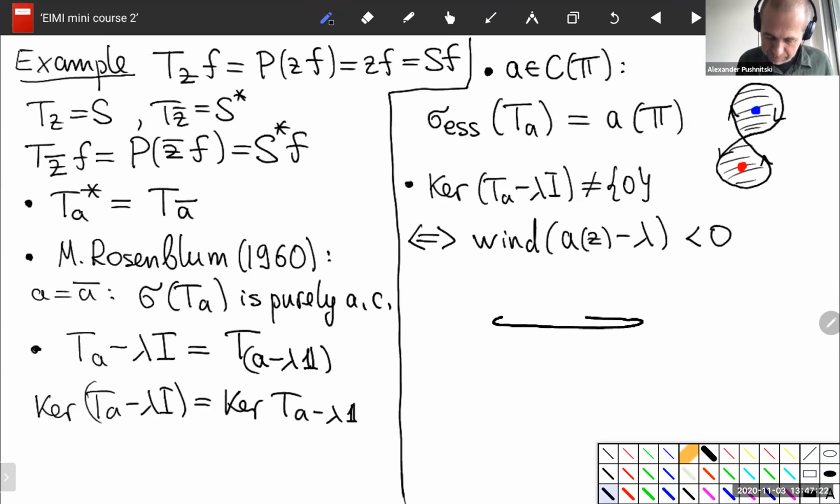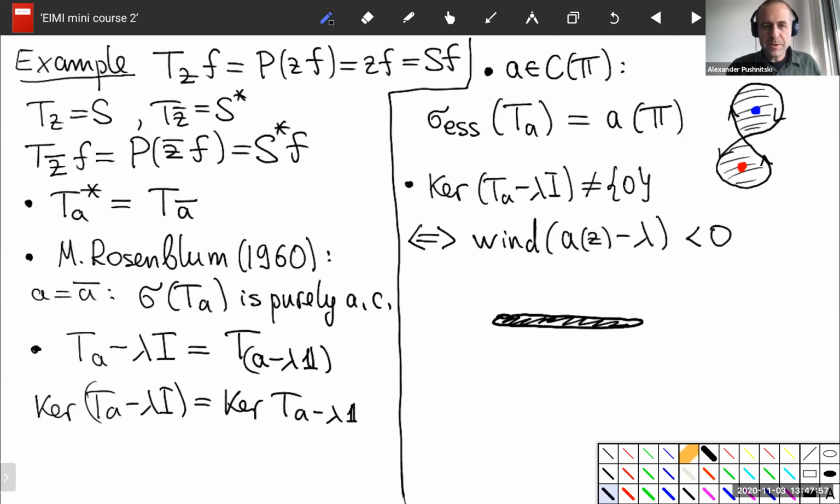if the image of the symbol is like this, some sort of oval around the real axis, and then it shrinks to become real. It would be a very nice exercise or research problem to try to understand what happens in this limiting regime, when a non-real symbol becomes real. Because here we have a real kernel, but then it kind of shrinks to nothing. Okay, thank you.